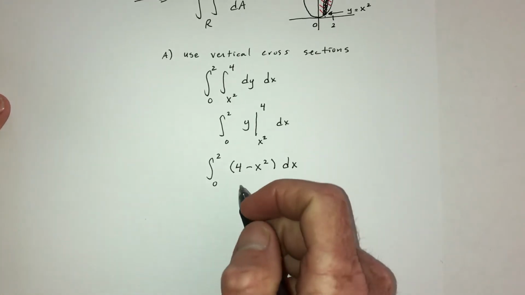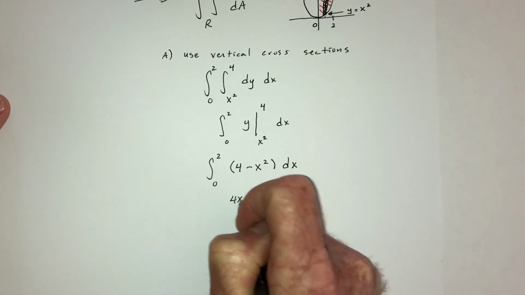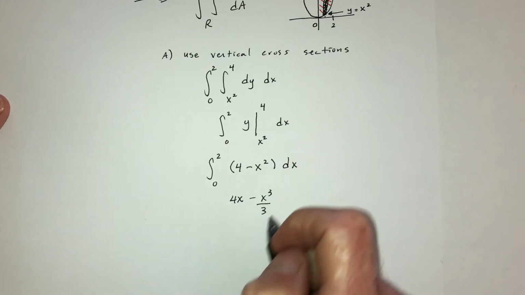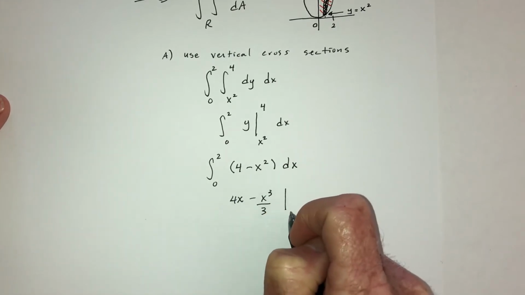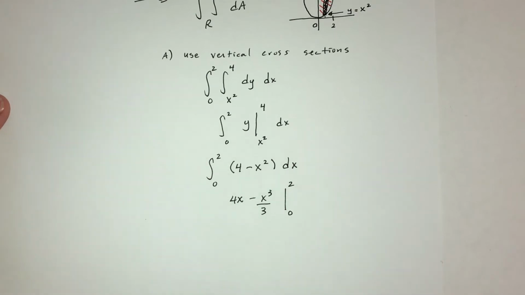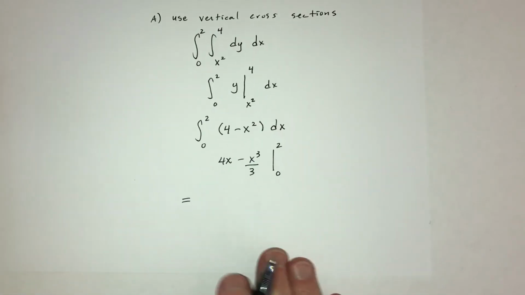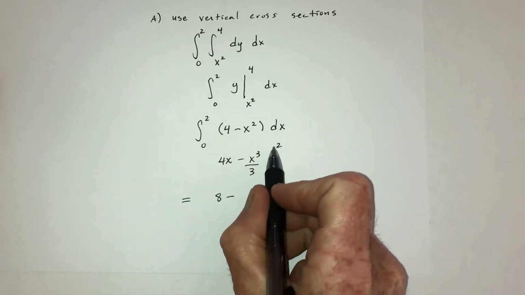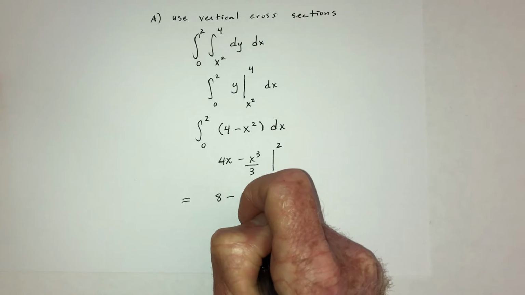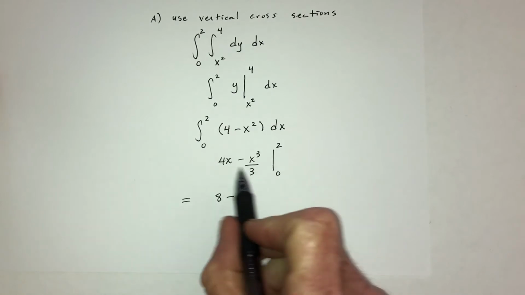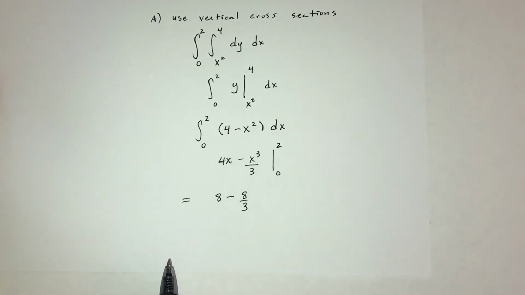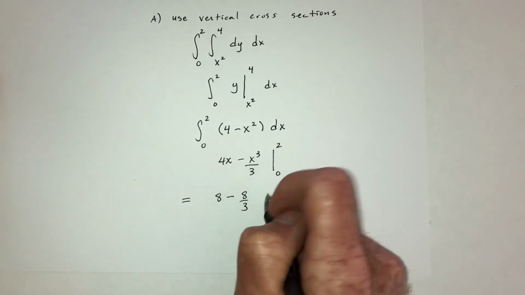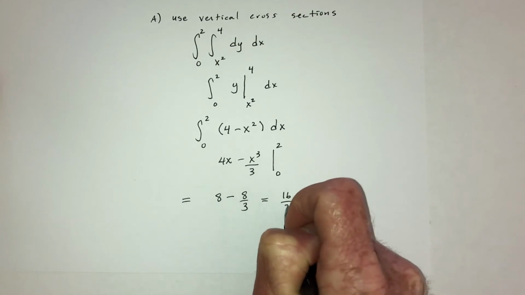Okay, now to actually do it rather than just talk about it. So this is going to be 4x minus x cubed over 3. Evaluate that from 0 to 2. So that's going to equal an 8 minus, let's see, substitute a 2. So this is 8/3. And when you substitute a 0, it contributes nothing to the problem. So what would that be? 24 minus 8. It's going to be 16/3.